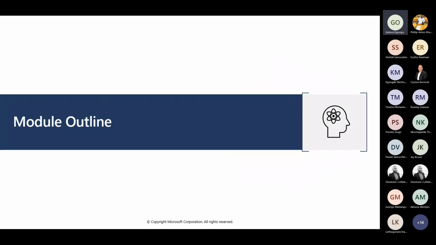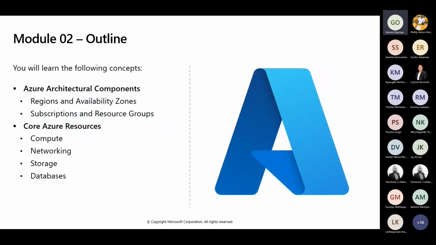In our outline today, the first thing that we're going to talk about is the Azure architectural components. There are quite a few core Azure resources that we will need to look at today. The first one is going to be compute. These are your virtual machines. We're also going to look at the networking side of things and look at storage. We're also going to look at some demonstrations around how to create Microsoft SQL databases in the cloud. And most importantly, we will also have a look at some of the architectural components: the idea of regions, availability zones, subscriptions, resource groups, management groups, and so on and so forth.